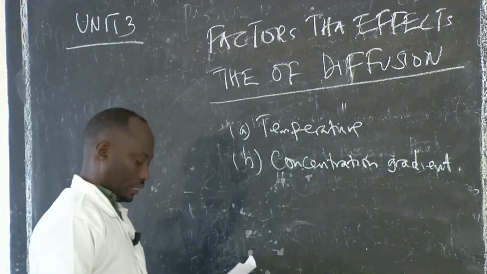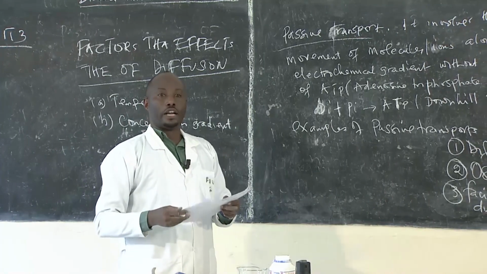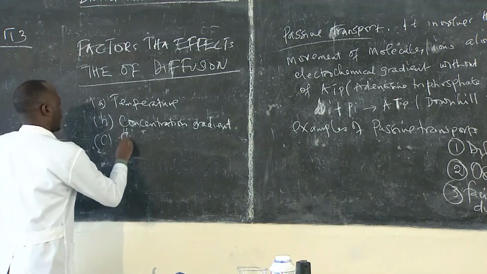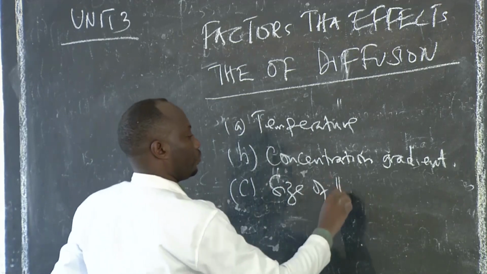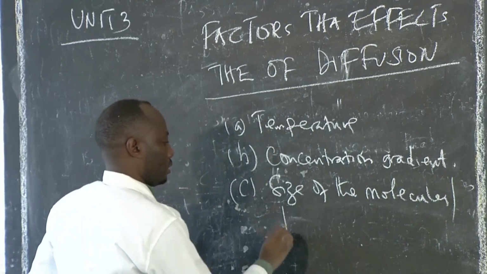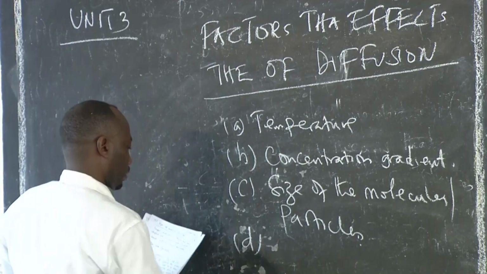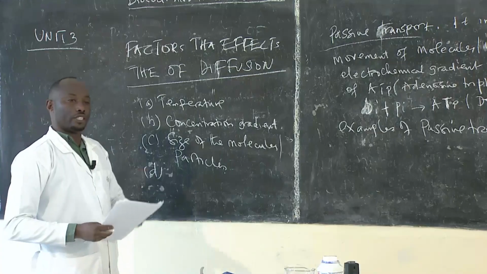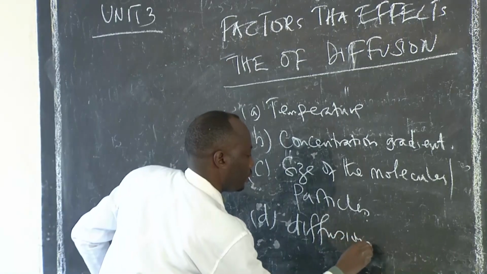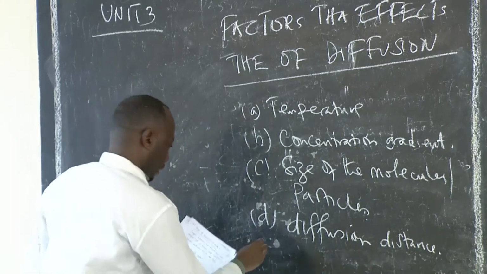Number 3, another factor which can affect the rate of diffusion, we can talk about the size of the molecule. C, the size of the molecules, or particles. Then D, we can talk about the diffusion distance. Good, excellent for telling me about that.